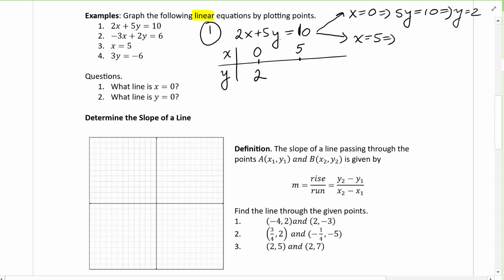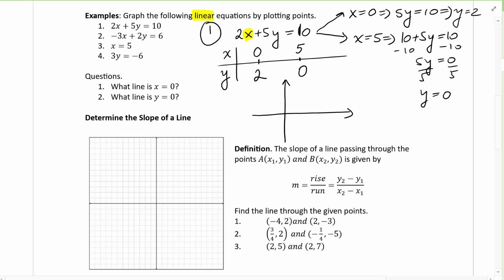Because I'm going to replace x with 5 here: 2 times 5 equals 10, plus 5y equals 10. If we subtract 10 from both sides, we get 5y equals 0. If we divide both sides by 5, we get y equals 0. So here I'm going to put 0. Now I'm going to plot these points, the pair 0, 2 and the pair 5, 0.